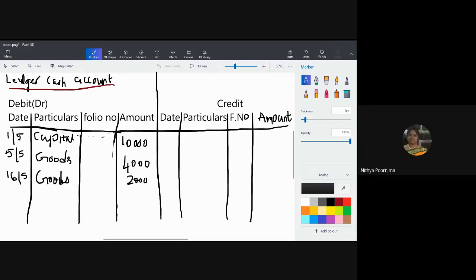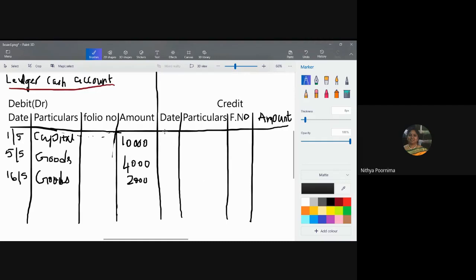Now I have done with my debit side. My paint is visible to you, right? Yes, ma'am. Okay, I've done with the debit side. Now I will move on to the credit side. Wherever cash account is on the credit side, I'm going to make the entry here. So what are all the transactions there?